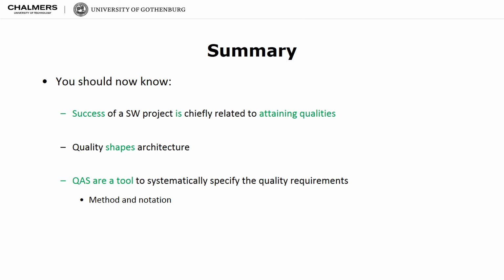At this point in the course, you should be able to appreciate that the success of a software project is highly related to creating a design that satisfies the important quality requirements, and that quality requirements are strongly influencing the shape of an architecture. We also have covered quality attribute scenarios, which are a tool to elicit and document quality requirements in a structured way.